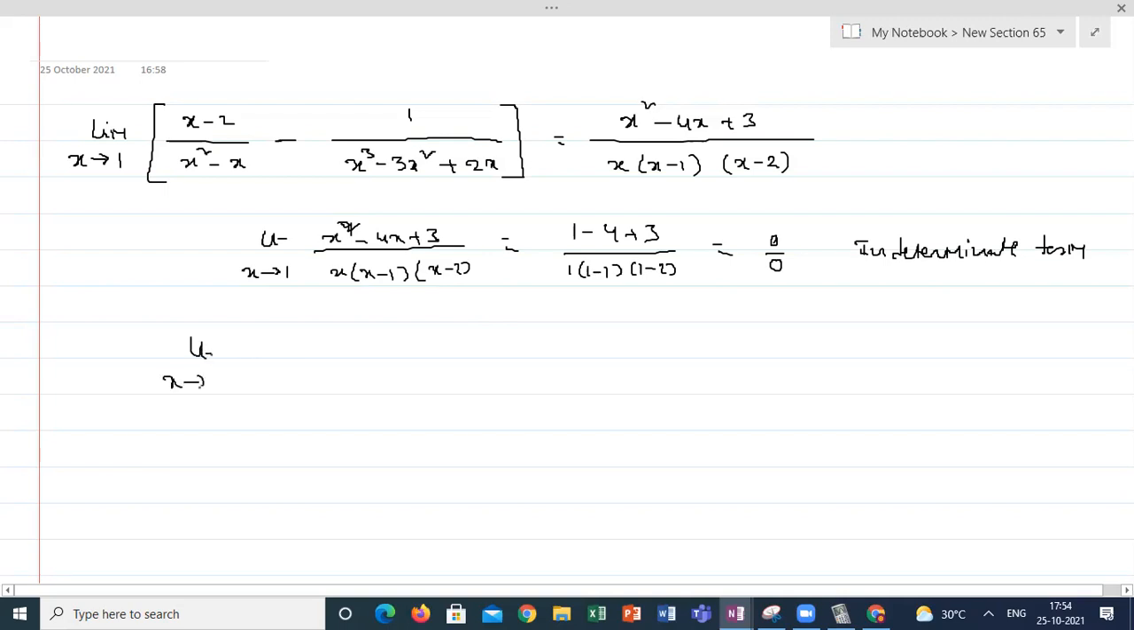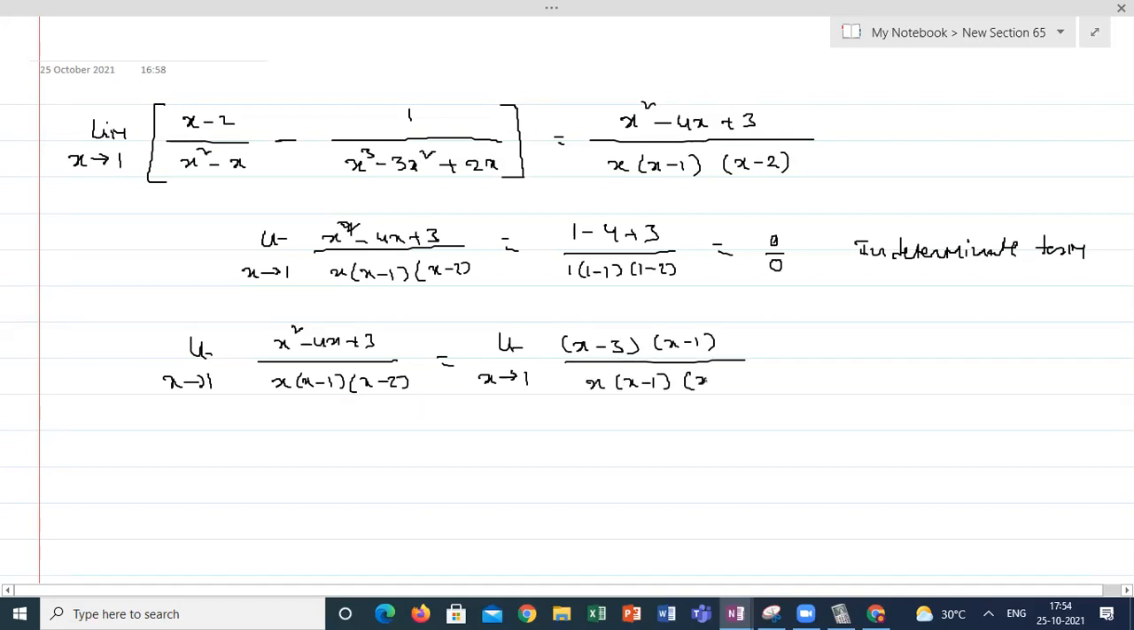So for the same function, I am taking x square minus 4x plus 3 divided by x into x minus 1 into x minus 2. In the numerator I am taking the factors: x minus 3 into x minus 1 divided by x into x minus 1 into x minus 2. x minus 1 cancels. If I am substituting 1 here, 1 minus 3 divided by 1 into 1 minus 2, the answer is minus 2 by minus 1. So finally, the answer of this expression is 2. So the limit of this is 2.